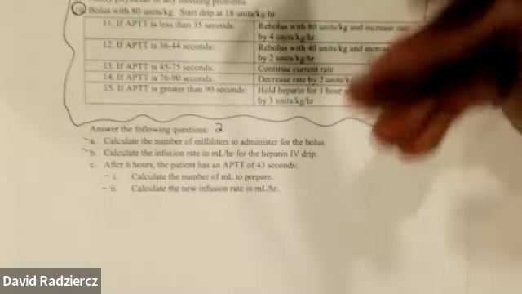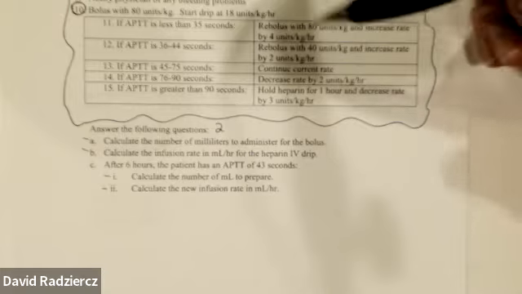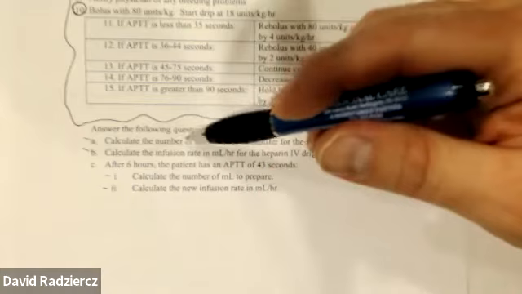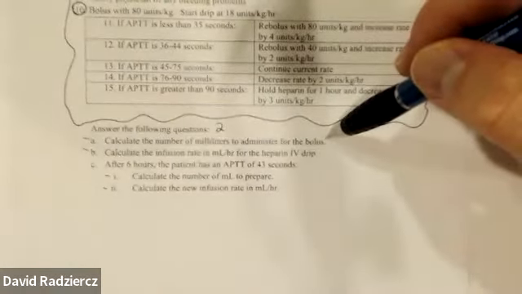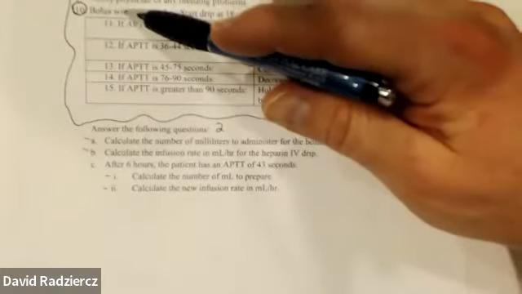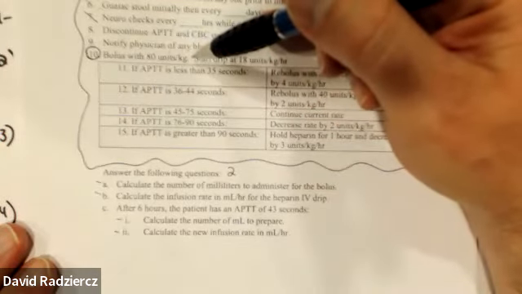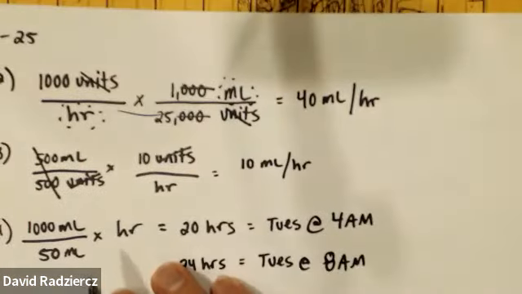So let's just go through this so we can see what this looks like, especially if you haven't already gone through this, or if you just want to see it live. The first thing it says is to calculate the number of milliliters to administer for the bolus. So the first thing I need to know is, what do I do with the bolus? Well, in the protocol, it says to bolus with 80 units per kilogram. So first, I need to convert the patient's weight in pounds to kilograms.